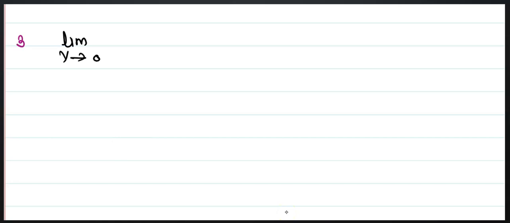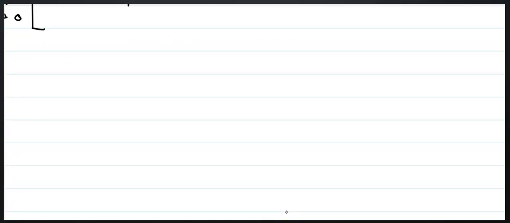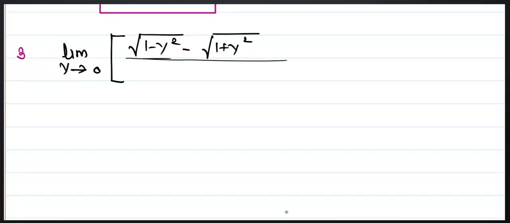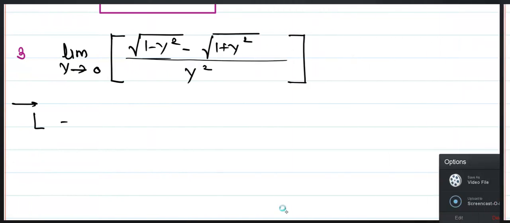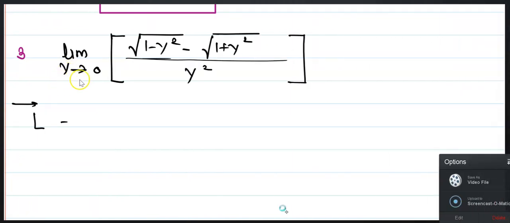Now the next example. Limit y tends to 0, root of 1 minus y square minus root of 1 plus y square upon y square. Now it's again very simple. As limit y tends to 0, the cancellation factor is y minus 0, which means y. Y will get cancelled from the numerator and the denominator. But what is the RF here?